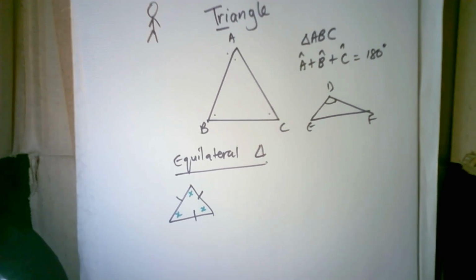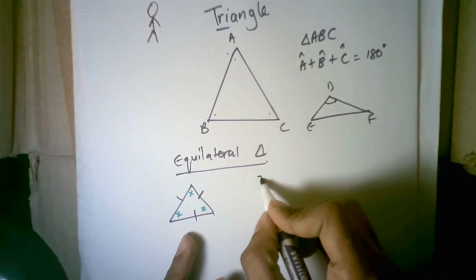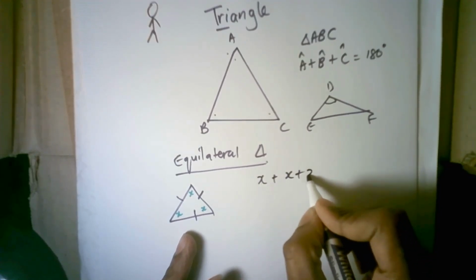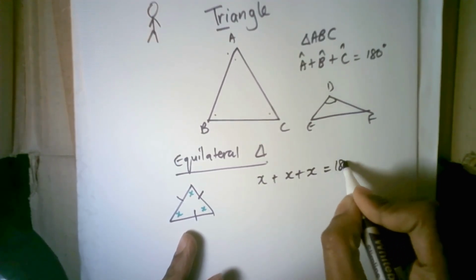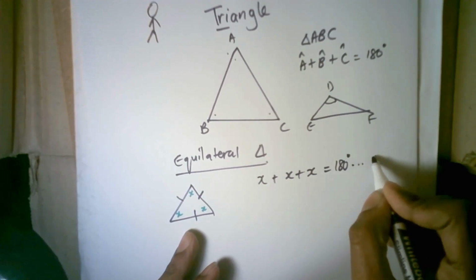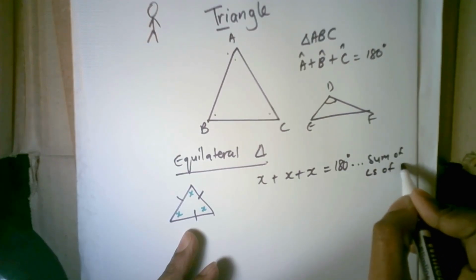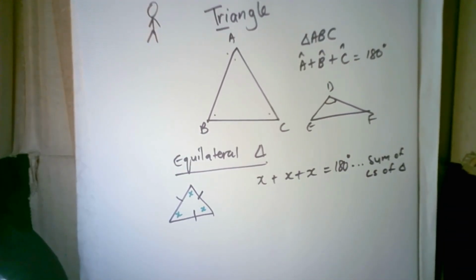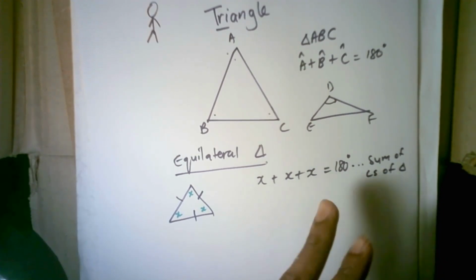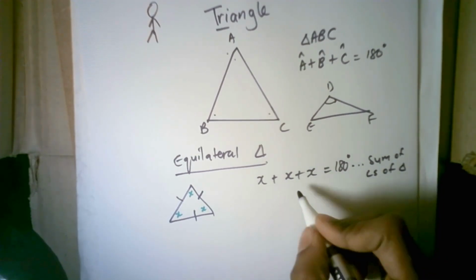So if I take x plus x plus x, it should be equal to 180 degrees. And the reason for that is the sum of angles of a triangle. Now I can solve for x. So I'm going to say x plus x plus x. Those are like terms. So it's going to be 3x is equal to 180 degrees.